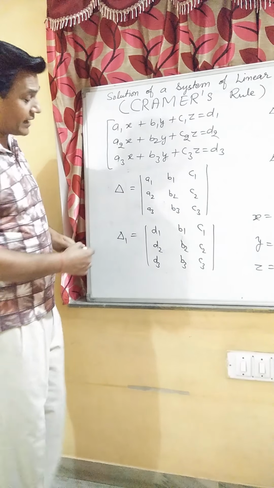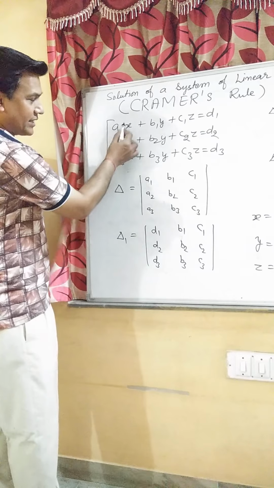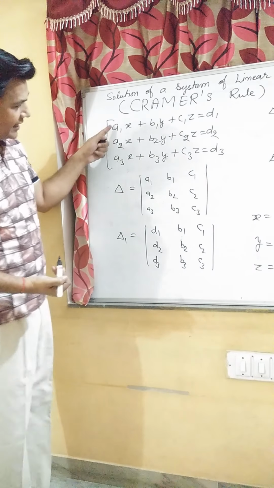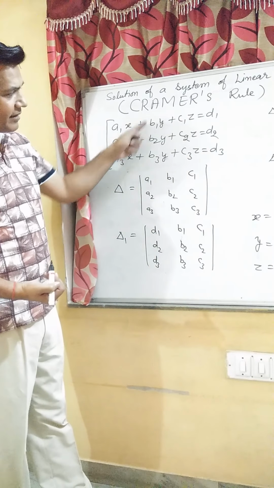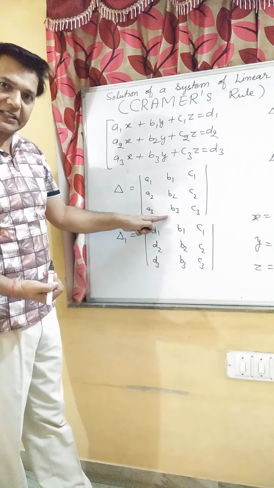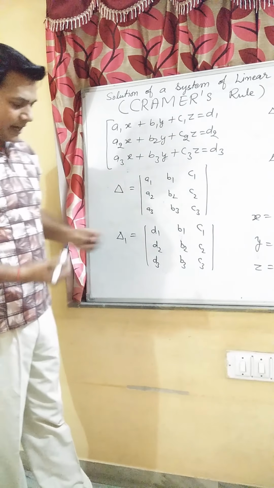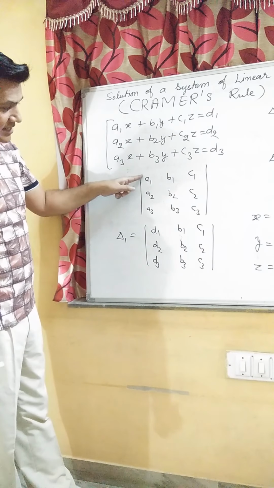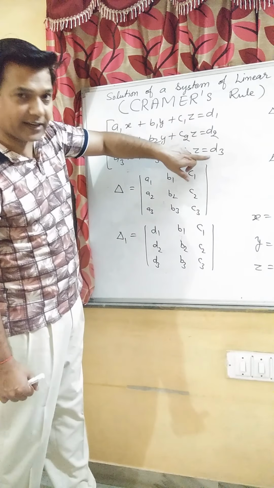For that, first we are going to make delta by using the coefficients of x, y and z. The coefficients of x are a1, a2, a3; write them as the first column here. Coefficients of y, b1, b2, b3, with sign, make the second column, and c1, c2, c3 the third column. It is called delta.